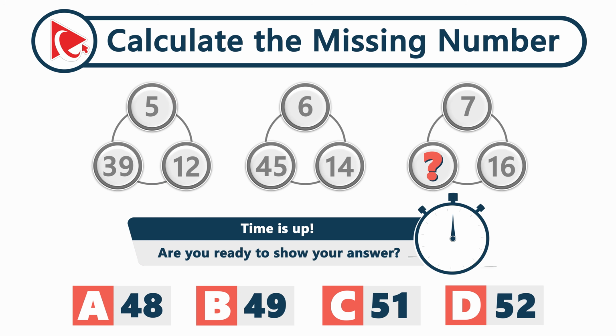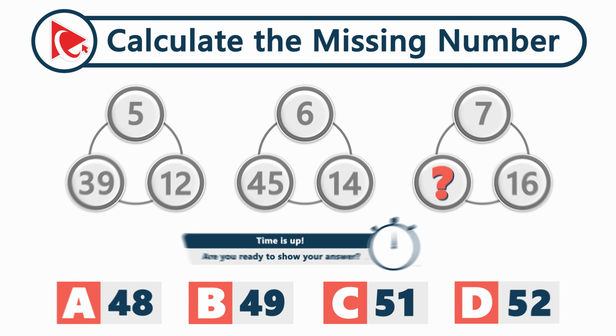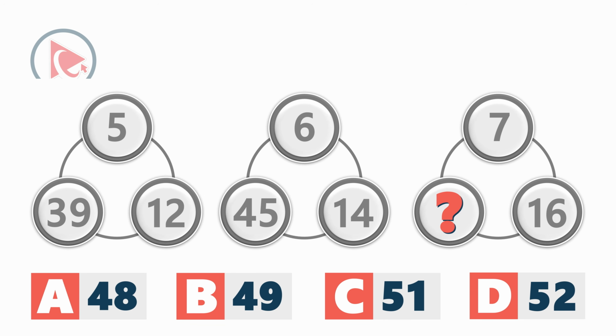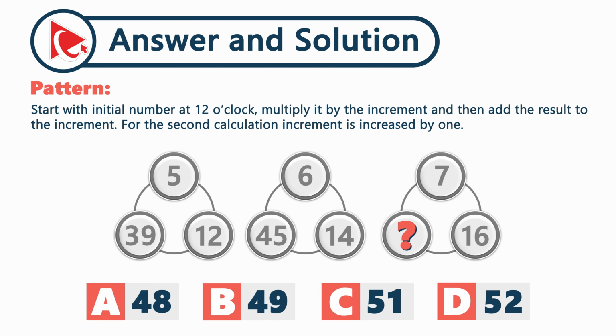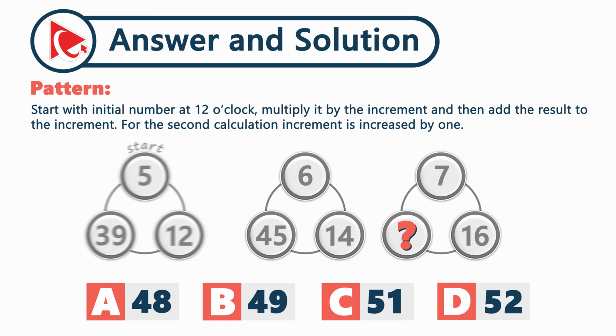Time's up. Are you ready to show your answer? I hope you found your solution. So let's compare our answers. You need to start with the initial number at 12 o'clock, multiply it by the increment, and then add the result to the increment. What makes it a little tricky is that for the second calculation, the increment is also increased by 1. Let's look at the example.